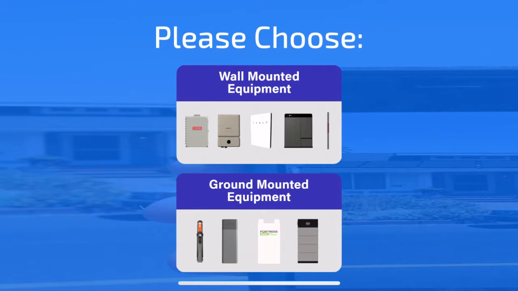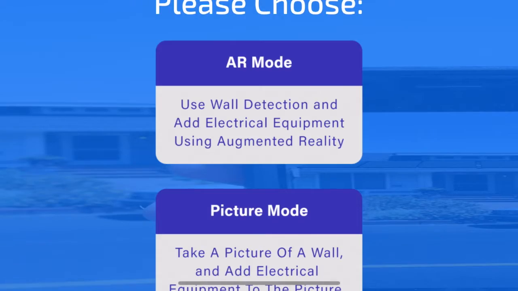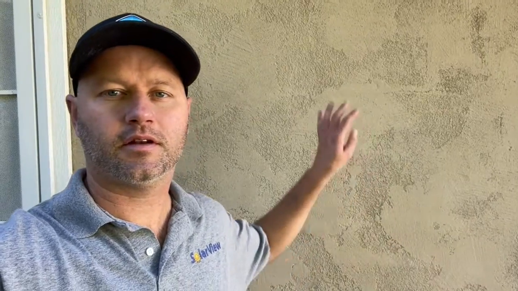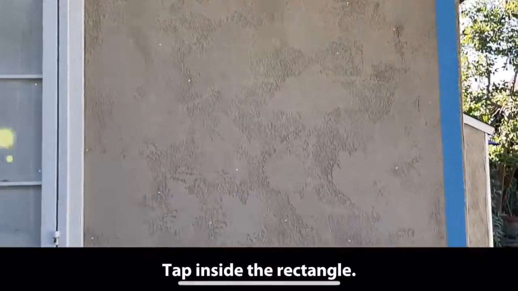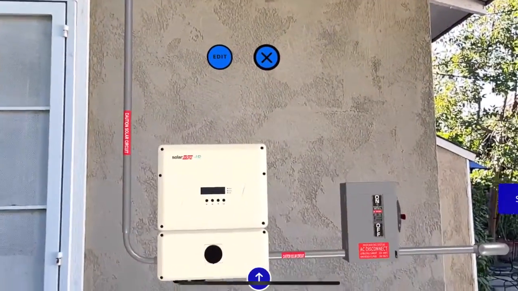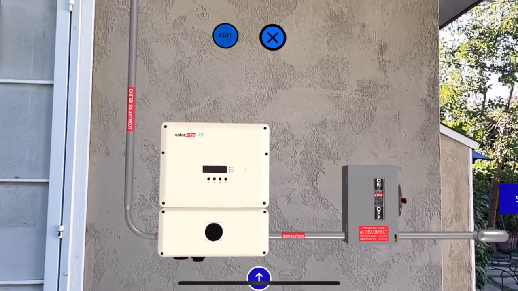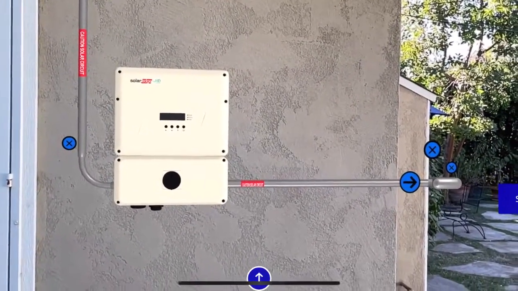So if you go into electrical equipment, there's wall-mounted equipment, which is batteries, inverters, conduit, AC discos, etc. You can select AR mode or picture mode. Now this is an example of a perfect wall for what we call AR mode. It has good texture so the phone can easily detect it, and then you can superimpose 3D models of inverters, batteries, conduit, whatever you want to show the customer on top of it.